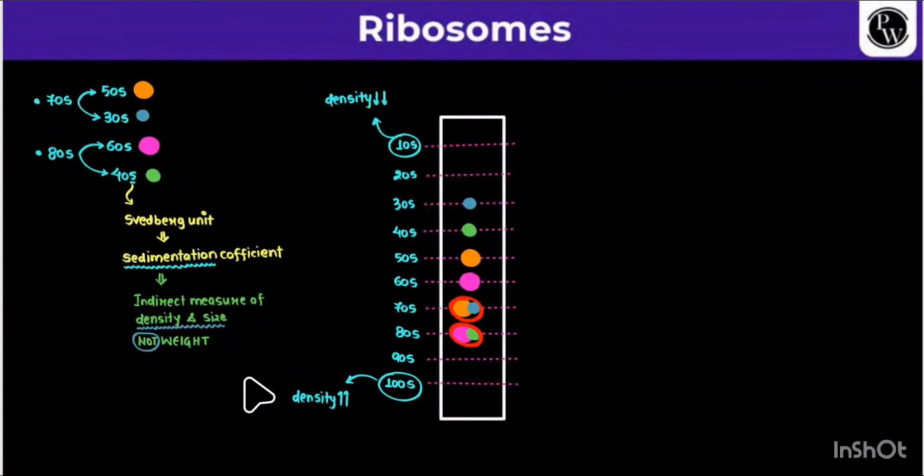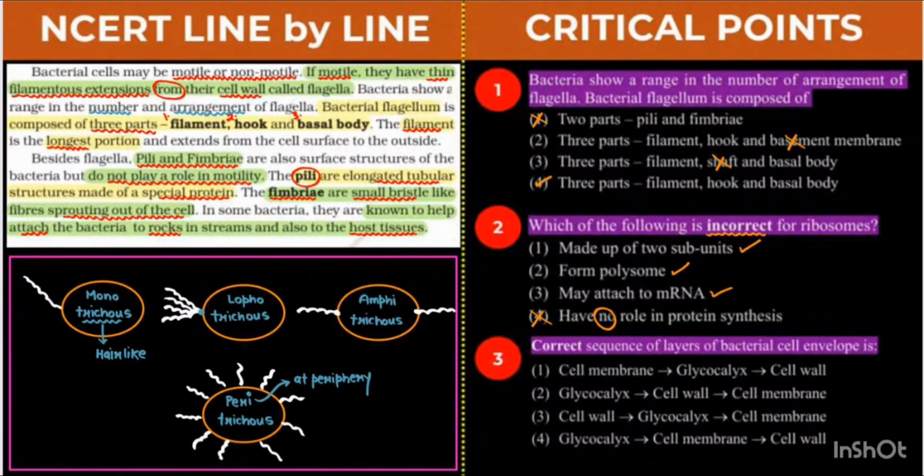That's all. Now let's remember the NCERT here. Bacterial cells may be motile or non-motile. If motile, they have thin filamentous extensions from their cell wall called flagella here. Bacteria show a range of numbers and arrangements of flagella. The bacterial flagellum is composed of three parts: filament, hook, and basal body. The filament is the longest portion, which extends from the cell surface to the outside. Besides flagella, pili and fimbriae are also surface structures of bacteria but do not play a role in motility here.